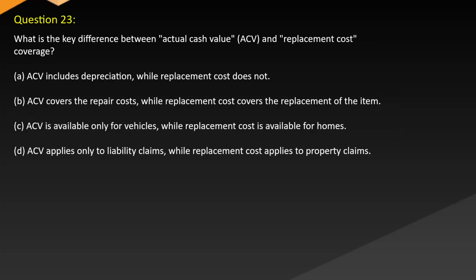Question 23. What is the key difference between an actual cash value and replacement cost coverage? A. ACV includes depreciation, while replacement cost does not. B. ACV covers the repair costs, while replacement cost covers the replacement of the item. C. ACV is available only for vehicles, while replacement cost is available for homes. D. ACV applies only to liability claims, while replacement cost applies to property claims.